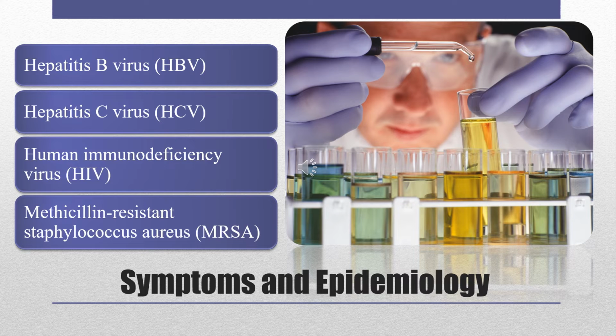Other bloodborne pathogen diseases include MRSA. MRSA is a staph infection. Signs and symptoms can be similar to a spider bite. However, unless you actually see the spider, it's most likely not a spider bite, but a skin infection, which again is also known as MRSA. It can appear as a bump in an affected area, maybe red, swollen, painful, warm to the touch. It could also be accompanied by a fever.